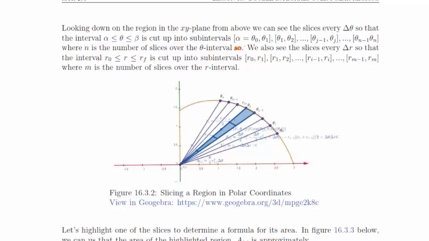We also see the slices every delta r, so that the interval from r naught to r sub f is cut up into subintervals: the interval from r naught to r1, and then the interval from r1 to r2, etc., the interval from r sub i minus 1 to r sub i, etc., and finally r sub m minus 1 to r sub m, where m is the number of slices over the r interval.